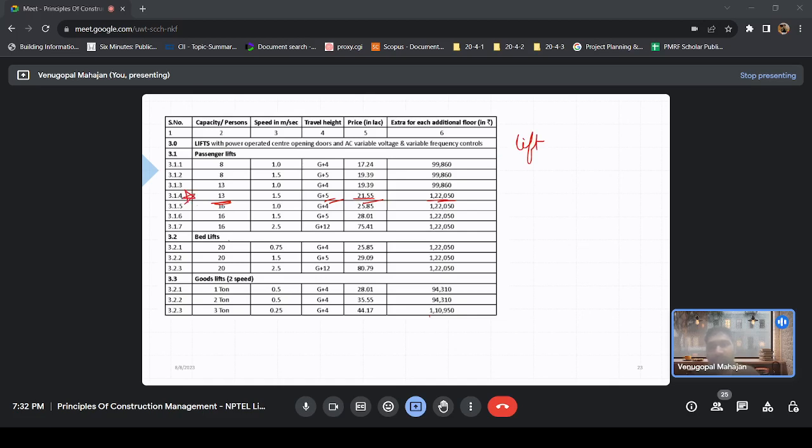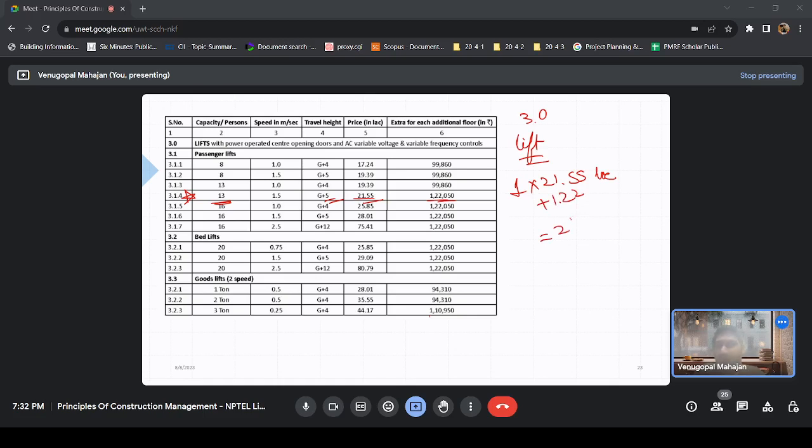We don't need bed lifts, right? Or some goods lift. And how many lifts do you want to provide? One or two? For the sixth floor, one will be okay. Okay, residential. So this is 3.0, 1 into 21.55 lakh plus 1.22, right?